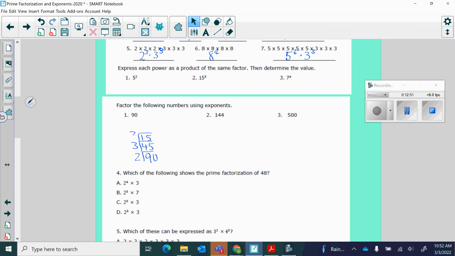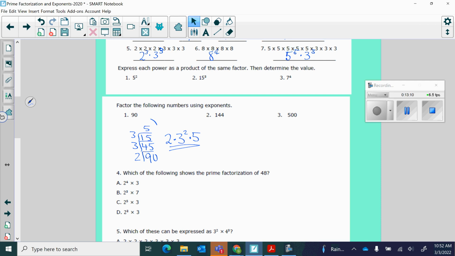15, I can divide by 3, gives me a 5. So here's where we're going to combine those two. How many 2's do I have? 1. How many 3's do I have? 2. How many 5's do I have? 1. And that is my prime factorization.